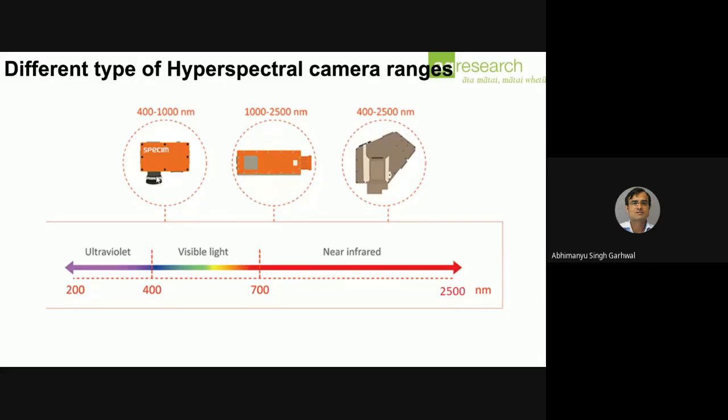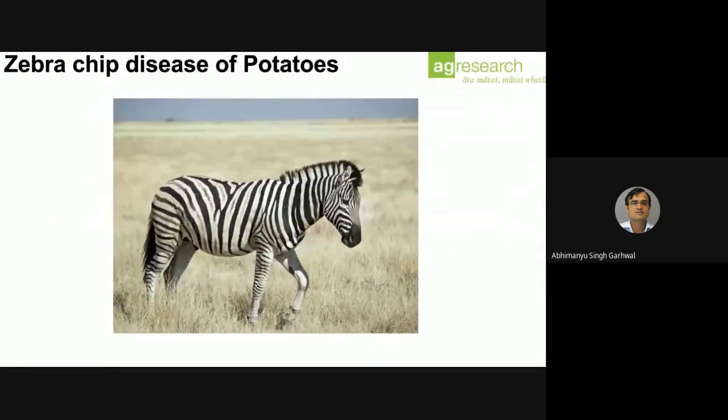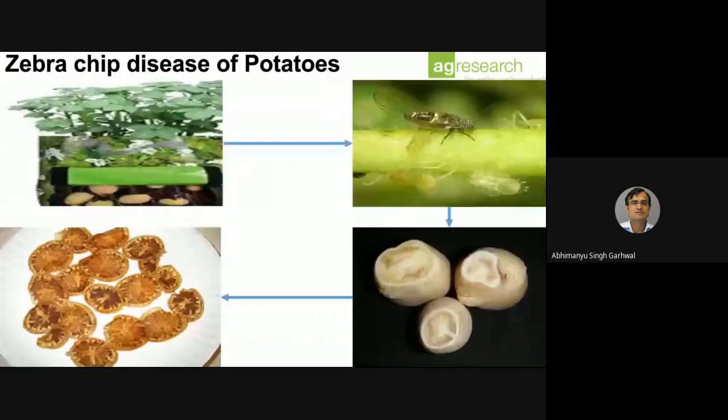That means 400 to 1000 nanometers for some applications, 1000 to 2500 nanometers for another application, 400 to 2500 nanometers for another. They are very specific to the application. Now, the zebra chip disease. All this study happened because zebra chip disease causes millions of dollars of loss to the chip industry in New Zealand. They want to reduce potato chip wastage, and for that, they created this project.